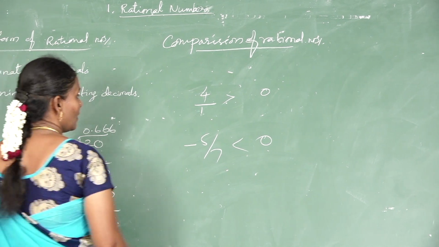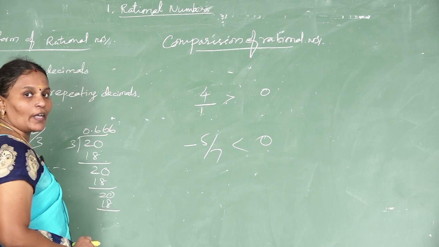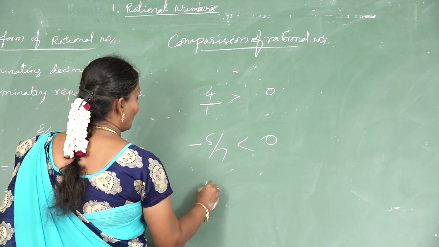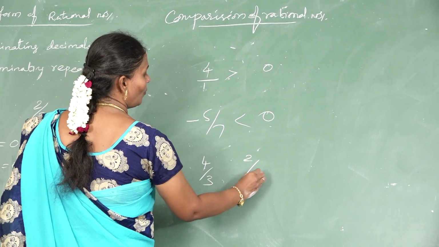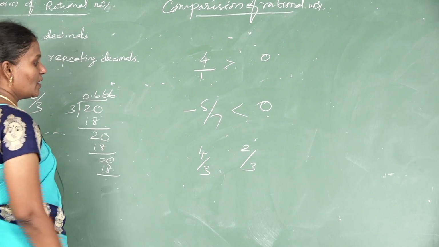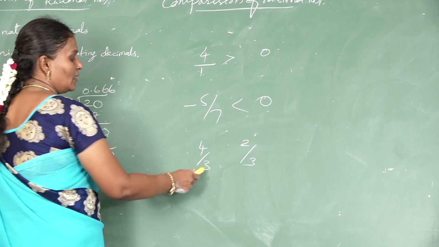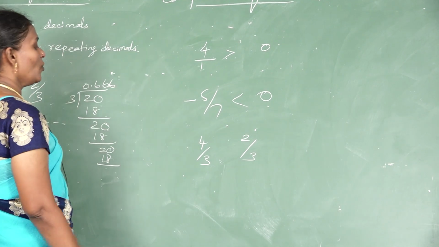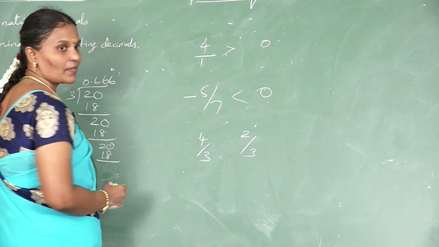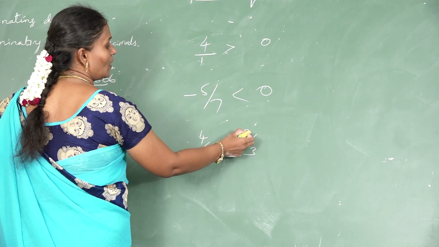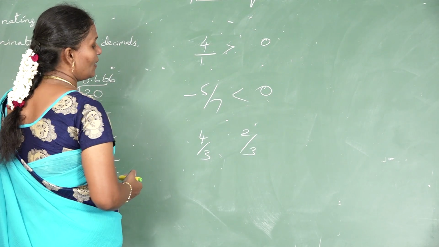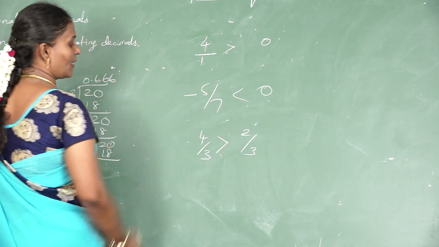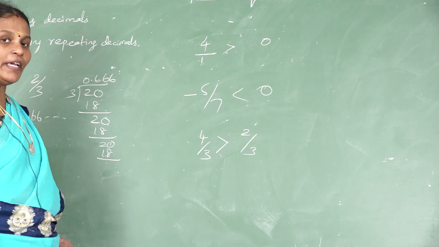Now compare two positive rational numbers. You take 4 by 3 and 2 by 3. You know already, see these two rational numbers. Here the denominators are the same, so these are like rational numbers, isn't it? So now you compare the numerators only. See 4 and 2. Which is greater? 4 is greater. So 4 by 3 is greater than 2 by 3.